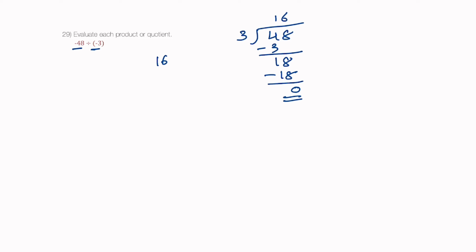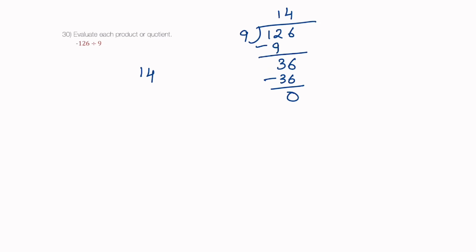48 divided by 3. It's in the 16 times table. But let's confirm here. 48 divided by 3. 1, 3, 1, 8, 6. Right? So the answer is 16. Plus or minus? 1 minus sign, 2 minus signs. Even number. Answer has to be positive.